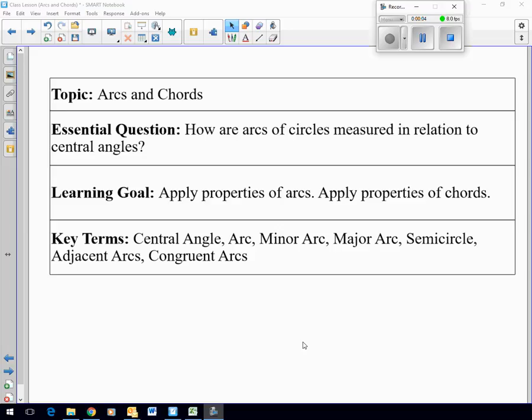However, we are still going to talk about arcs and chords today. How are arcs of circles measured in relation to central angles? Starting with what the heck is a central angle. Our learning goal is to apply properties of arcs and properties of chords. We're going to talk about central angles, arcs, minor arcs, major arcs, semicircles, adjacent arcs, and congruent arcs. I'm moving on.